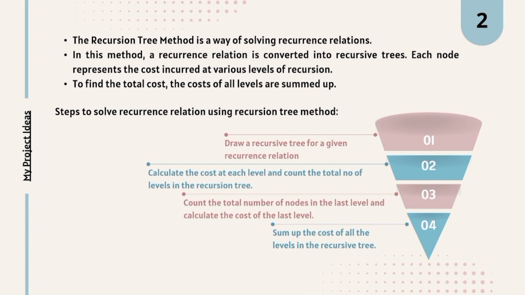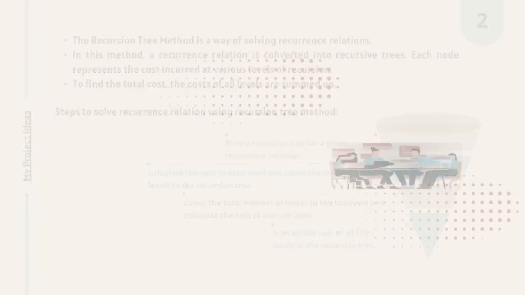What are the steps to solve a recurrence relation using the recursion tree method? First, draw a recursion tree for the given recurrence relation. Second, calculate the cost at each level and count the total number of levels. Third, count the number of nodes in the last level and calculate the cost of the last level. Fourth, sum the costs of all the levels in the recursion tree.